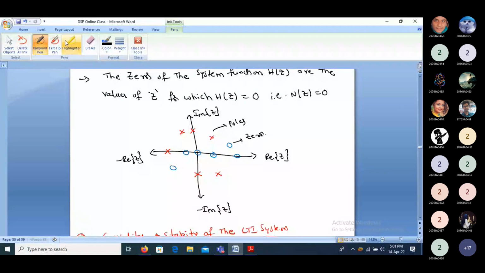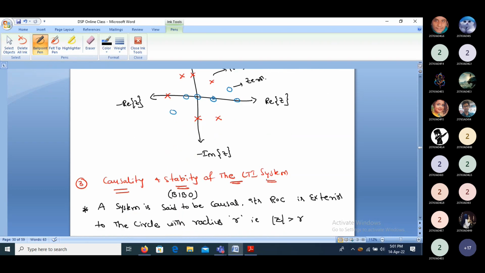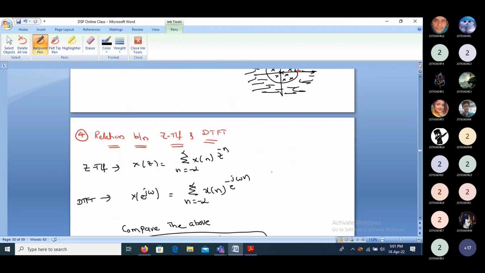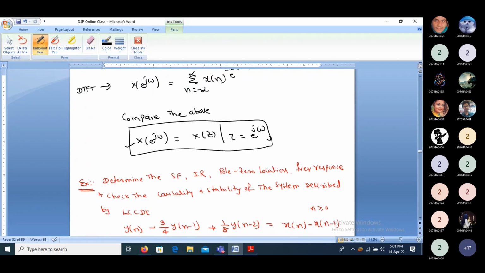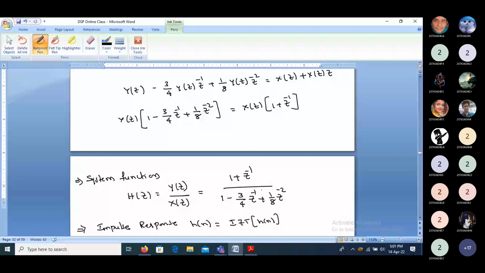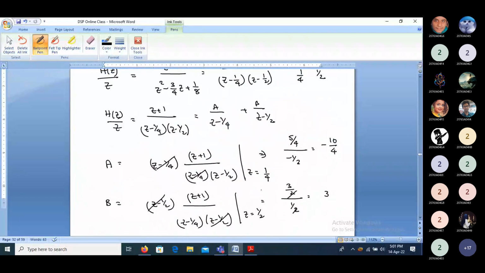If the poles are inside the unit circle, then the system is said to be stable. If the ROC is exterior to the circle, then it is called a causal signal. So for our problem, the system is causal and stable. Next, how to get the frequency response X of e power j omega from X of z? Simply in place of z, we substitute e power j omega. We will discuss one problem also.